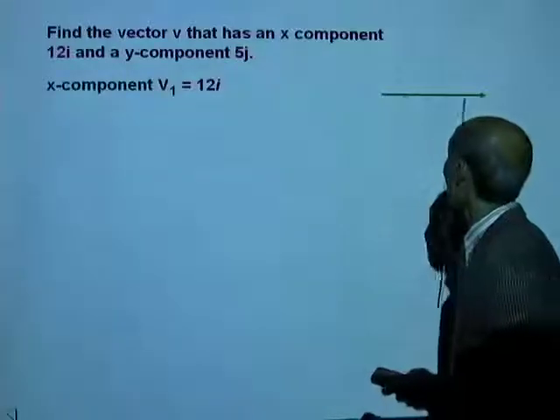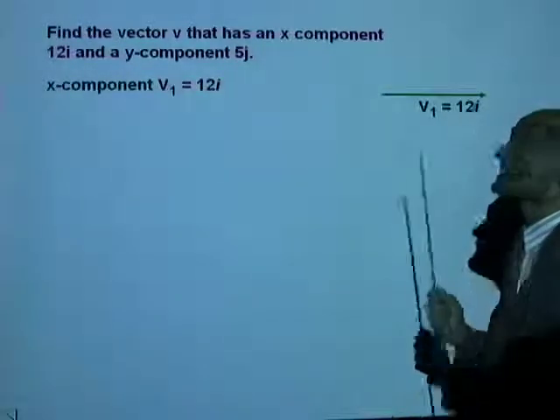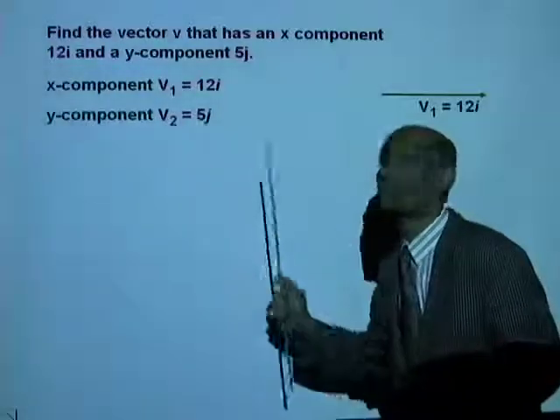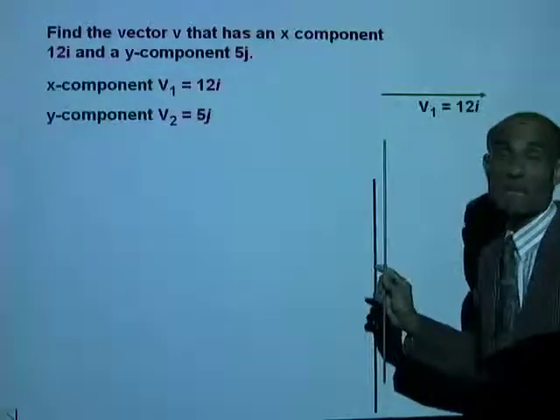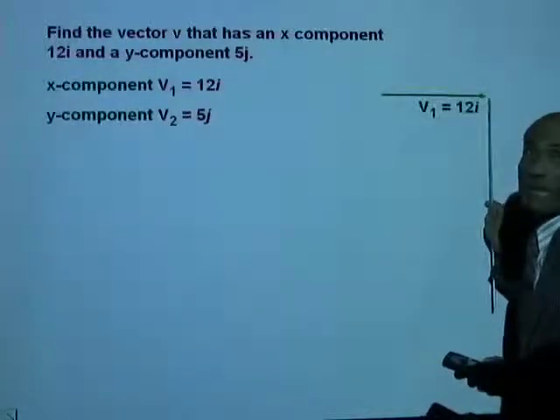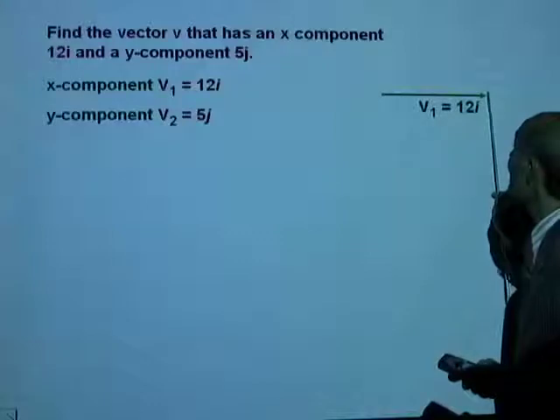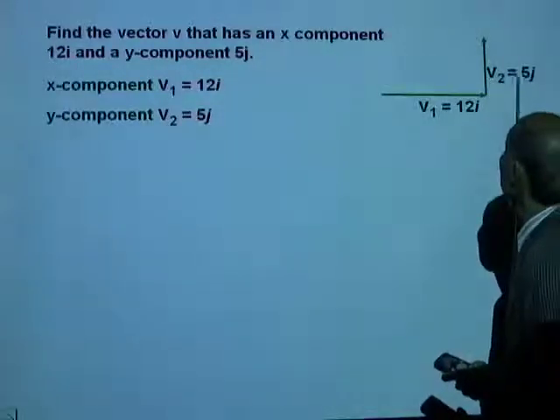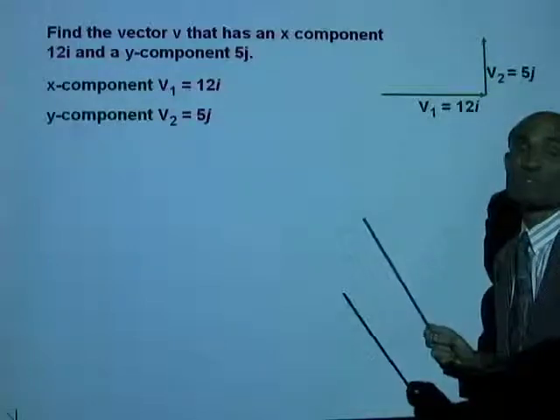And let's draw this. This is the 12, v1 equal to 12i. The y component v2 equal to 5j. Where will I draw this? Draw that from the head of the first vector. There you are. So the y component is v2 equal to 5j.